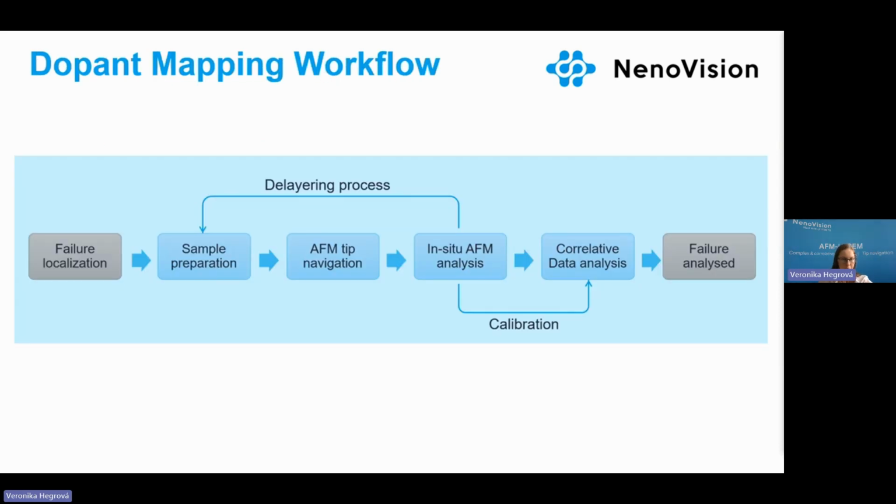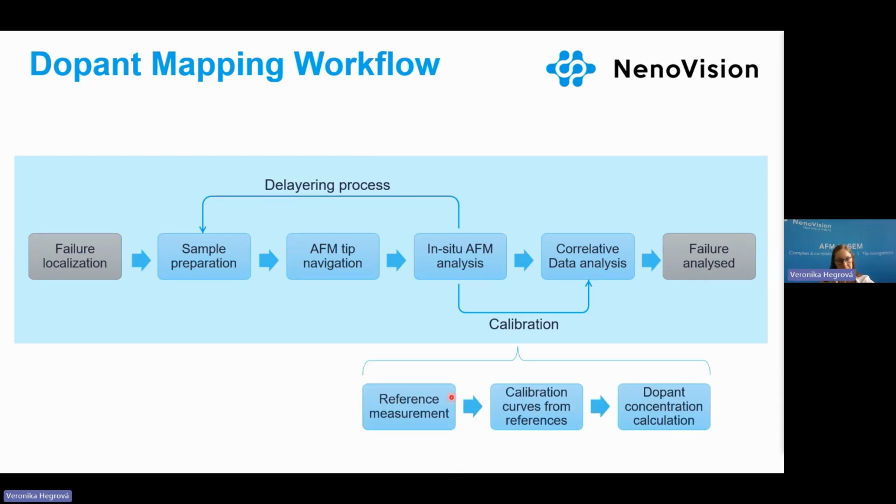The workflow is very similar to what you've seen for the first application example, but there is a difference in the calibration. It adds 3 more steps. Doing the reference measurement, then we create calibration curves from the reference, we calibrate the measurement, and we can calculate the dopant concentration.